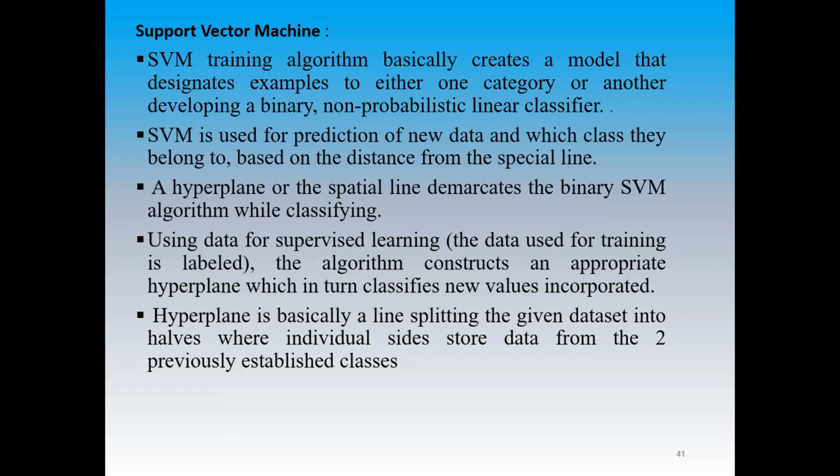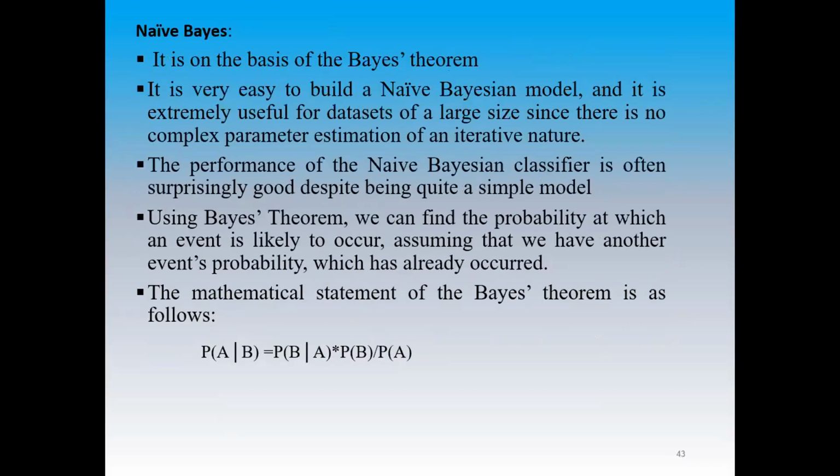Then there is what is called naive Bayes. Now, naive Bayes is again a probabilistic classifier, but it can be used for larger data sets. Also, it computes a probability, but the probability it computes is not based on occurrence or anything. It actually creates what is called a likelihood table.